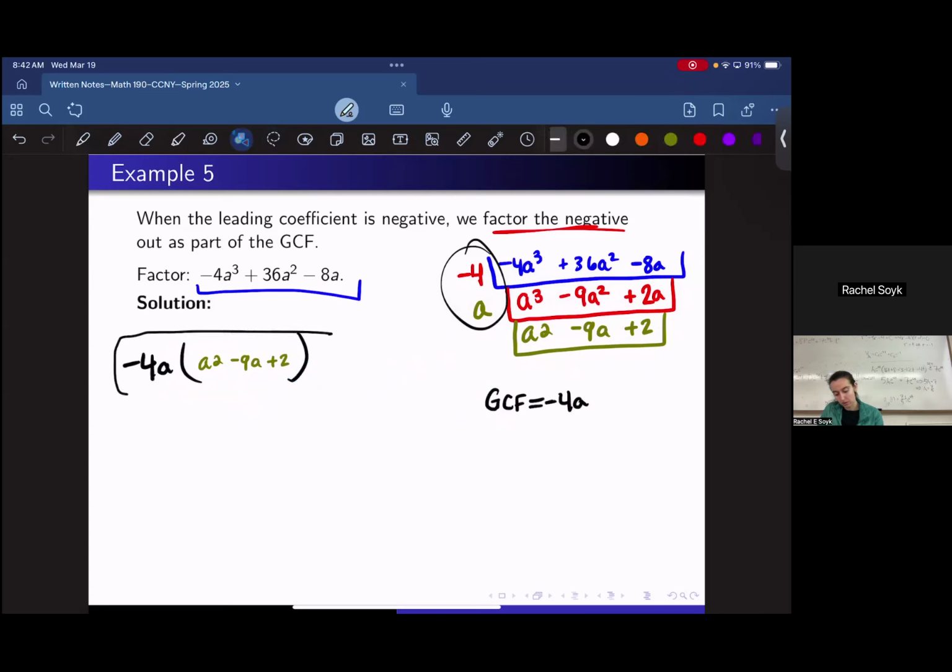Yes. Right. Can't find any factor pairs of 2 that add up to negative 9. Prime. Any questions at all?